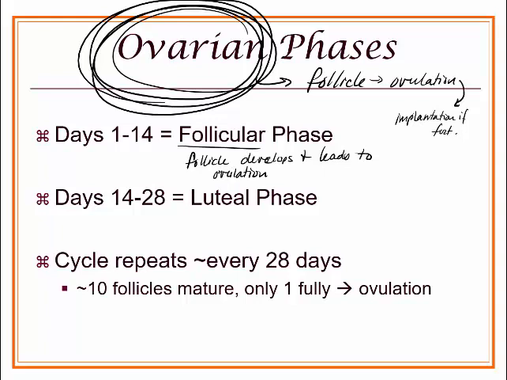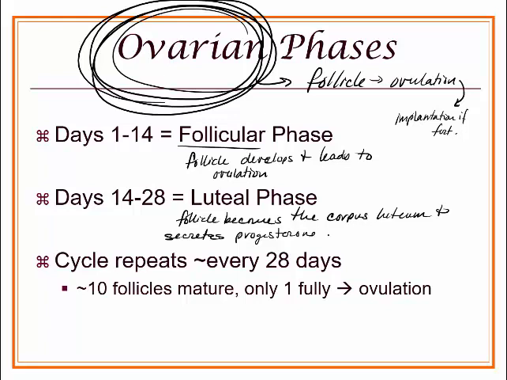After that, the follicle is going to start using a different set of genes. So those granulosa and follicle cells will start using a different set of genes from their DNA and take on a new role, and that will be during the luteal phase. So days 14 to 28 is the luteal phase, where the follicle becomes the corpus luteum and secretes progesterone and will still secrete estrogen.